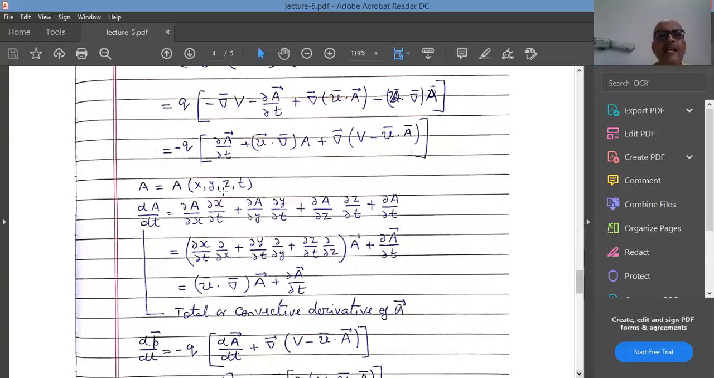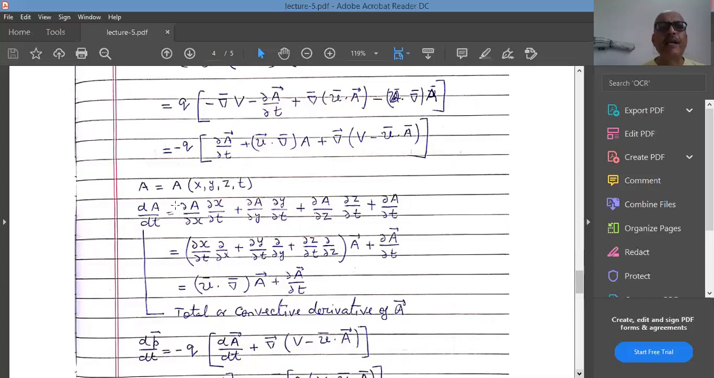Now del X over del T is the X component of velocity, so I have written it here, and A I have taken out. So it becomes del X over del T del over del X plus del Y over del T del over del Y plus del Z over del T del over del Z into A plus del A over del T. We can club all these terms together to write B dot del. B dot del means you can expand it and verify that whatever is written inside the bracket can be written in this form. And this is A plus del A over del T.